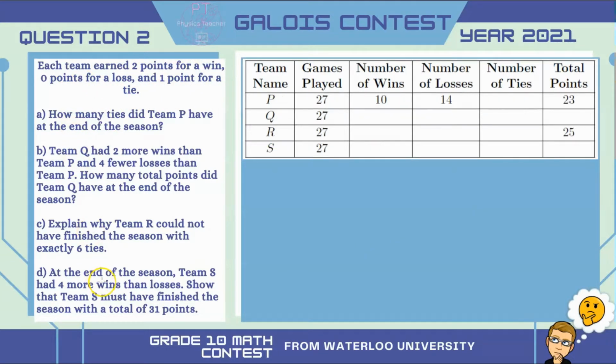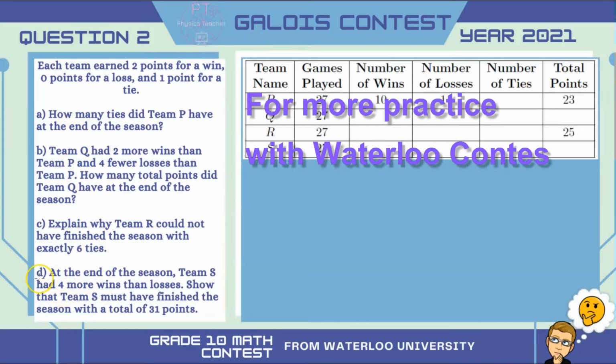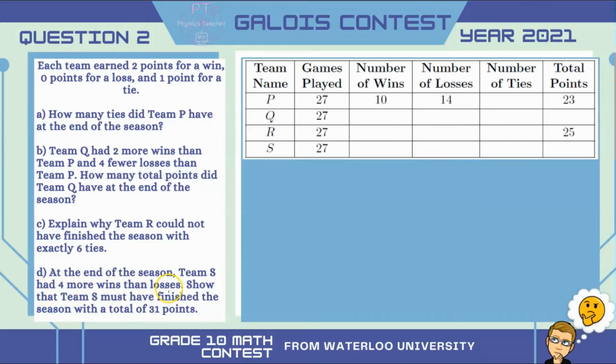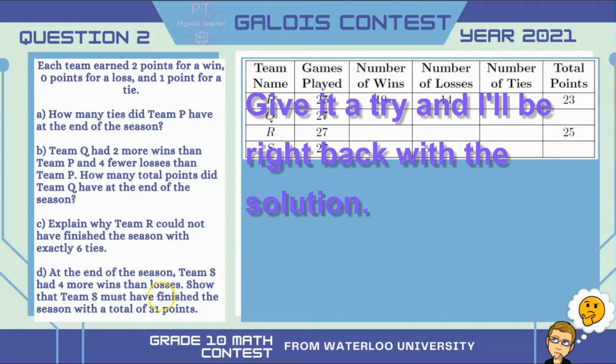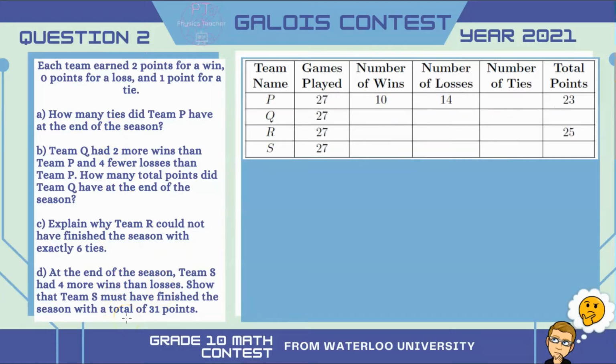There's 4 parts to this question, culminating in part D, which says that at the end of the season, Team S has 4 more wins than losses. And so you have to show that Team S must have finished with a total of 31 points. Give the questions a try, and I'll be right back with their solutions.